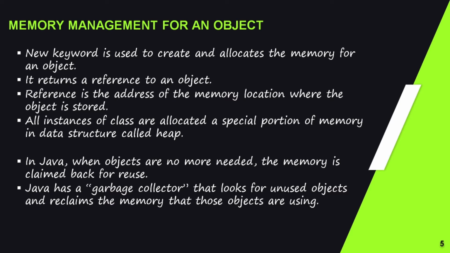Reference is the address of the memory location where the object is stored. What happens when you are finished with that object? In Java, when objects are no more needed, the memory is claimed back for reuse. Once you are done with an object, you can reassign all the variables that might hold the object and remove it from the memory. Java has a garbage collector that looks for unused objects and reclaims the memory that those objects are using. You don't have to do any explicit action to free the memory. The garbage collector will do it for you.